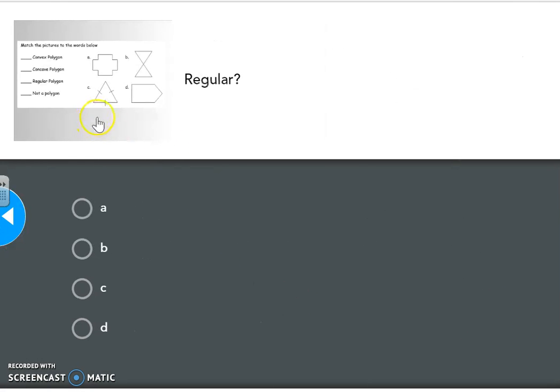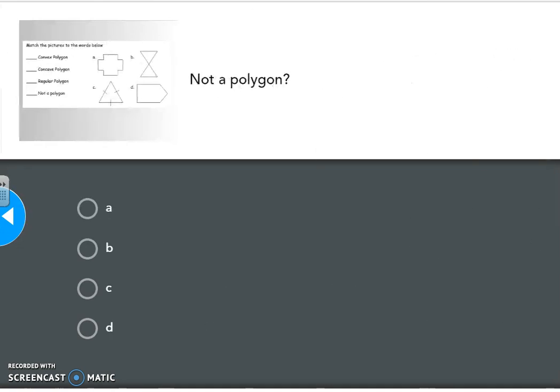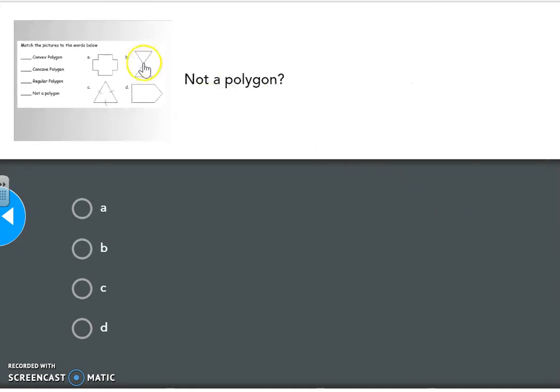Regular, we discussed, has to be all equal, so that's that equilateral triangle. So a square would be regular. Then you have like a regular pentagon, a regular hexagon, things like that. And then not a polygon is V. That does not fit the definition of a polygon.